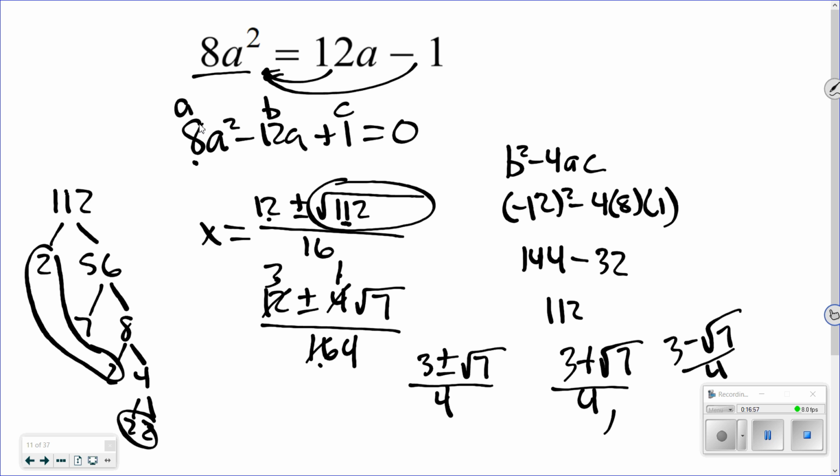Remember, factoring doesn't always work. That's why we can't always do it that way. And the square root method doesn't always work, and that's why we can't always do it that way. So the nice thing about the quadratic formula is it always works. Sometimes it's not the fastest or the easiest way, but it will work on every single problem.